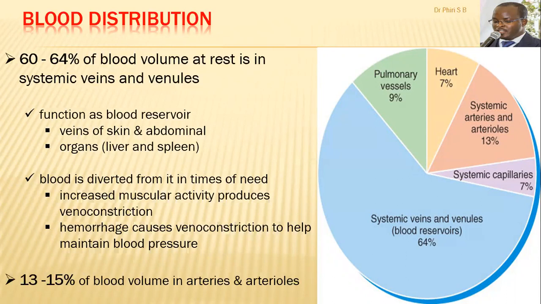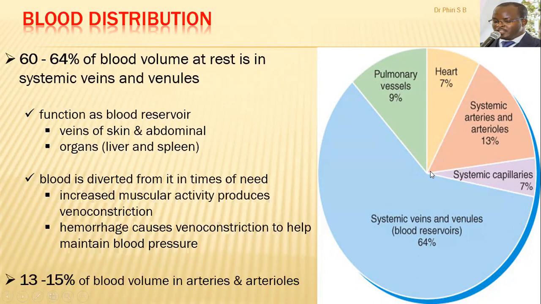When you're talking of blood distribution, we say 60 to 64% of blood is found within the systemic veins and venules. Then about 13 to 15% of blood is found within the systemic arteries and arterioles. So the systemic arteries and arterioles contain about 13% of blood. Then in the systemic capillaries, only 7% of blood. Within the heart, when a person is resting, there's only about 7% of blood. Then in the pulmonary vessels, there's about 9% of blood. If you add these percentages, they're supposed to give you 100%.